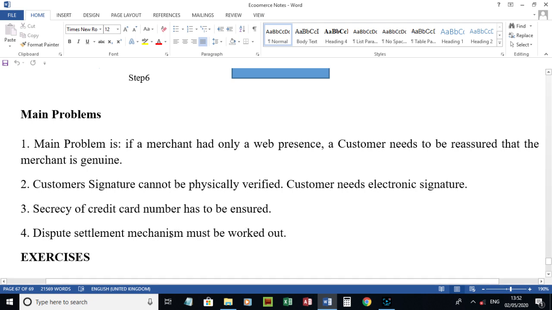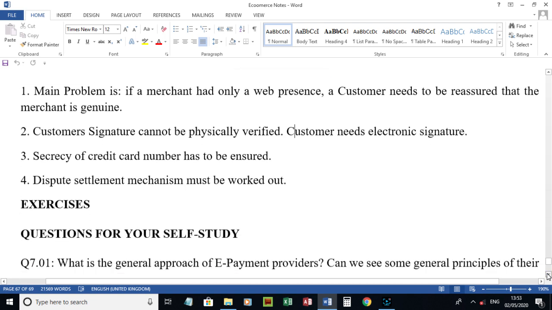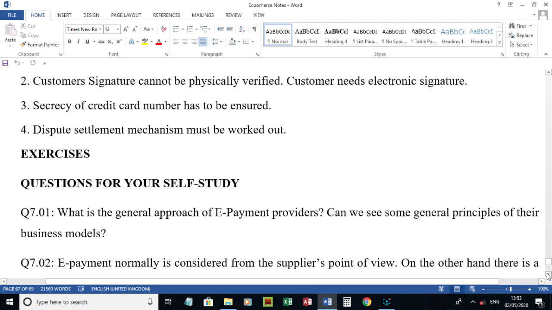A new settlement mechanism must be worked out. Dispute and legal issues: how do we sort them out, whether within or outside the country? You should spell it out from the beginning.